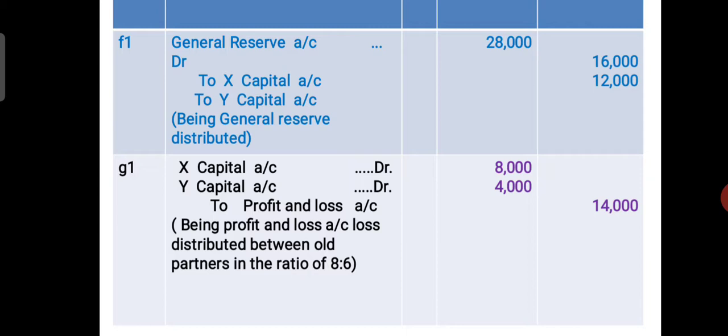So see the entry how I have written here. X capital account debit 8,000, Y capital account debit 4,000 to profit and loss account 14,000. Narration being profit and loss account loss distributed between old partners in the ratio of 8:6, that is the old ratio. Okay, so these are the entries we completed.